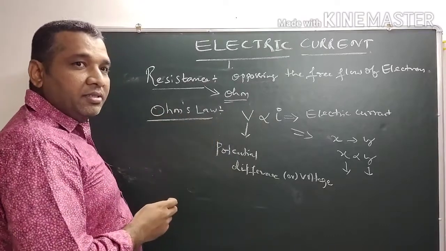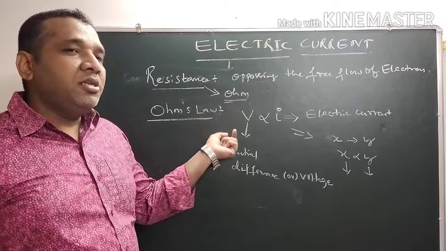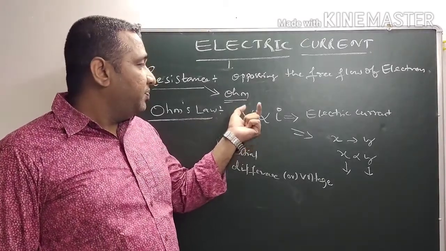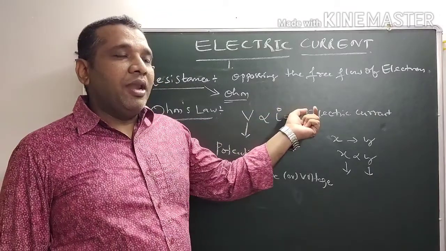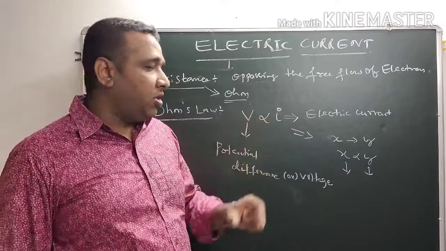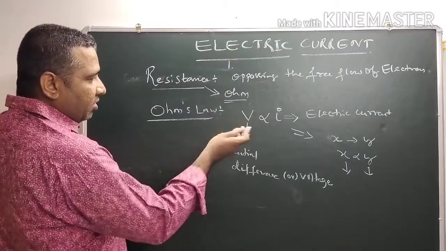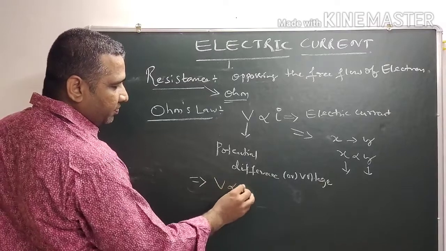So how do you write the statement regarding Ohm's law? The potential difference across the circuit is directly proportional to the electric current flowing in the circuit. So V is directly proportional to I. So from this relation we take the relation given by Ohm's law: V is directly proportional to I.